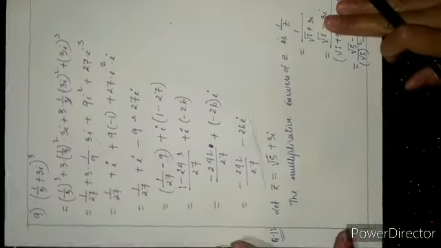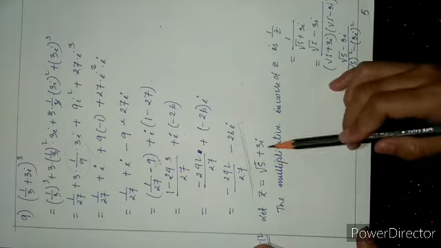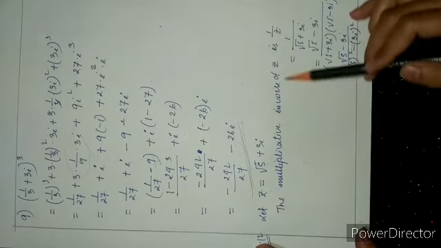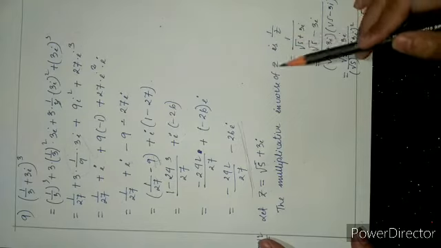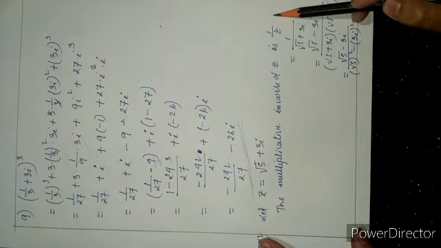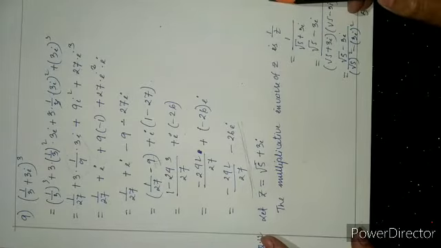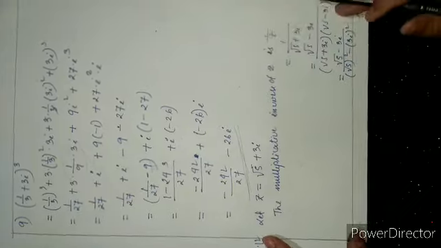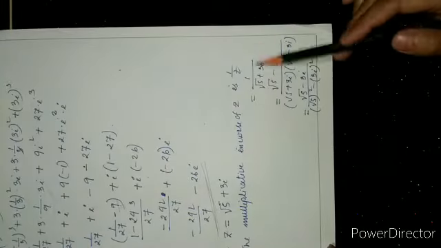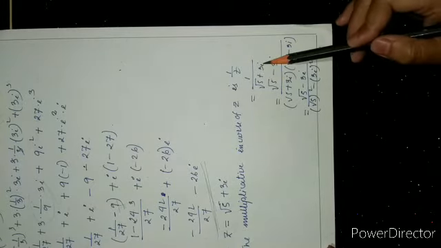Question number 12. Let z represent the given complex number, root over 5 plus 3i. The multiplicative inverse of z is given by 1 by z, since z into 1 by z is equal to 1. So 1 by z is called the multiplicative inverse of the complex number z. 1 by z, write the value of z: root over 5 plus 3i.